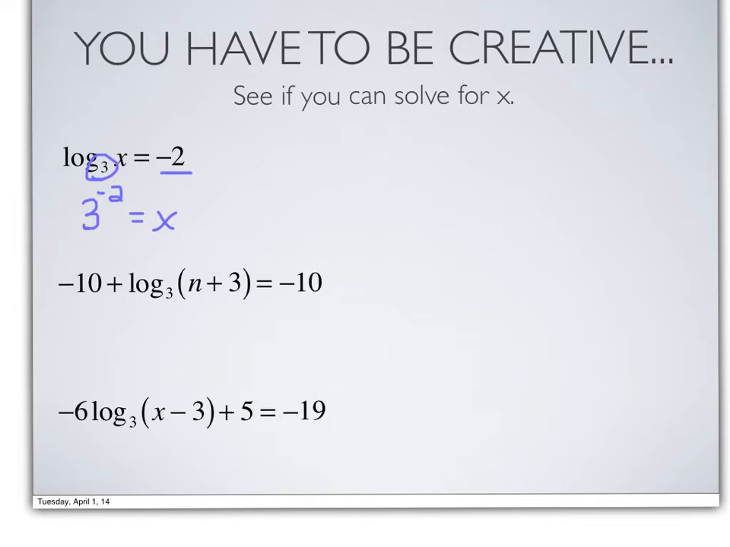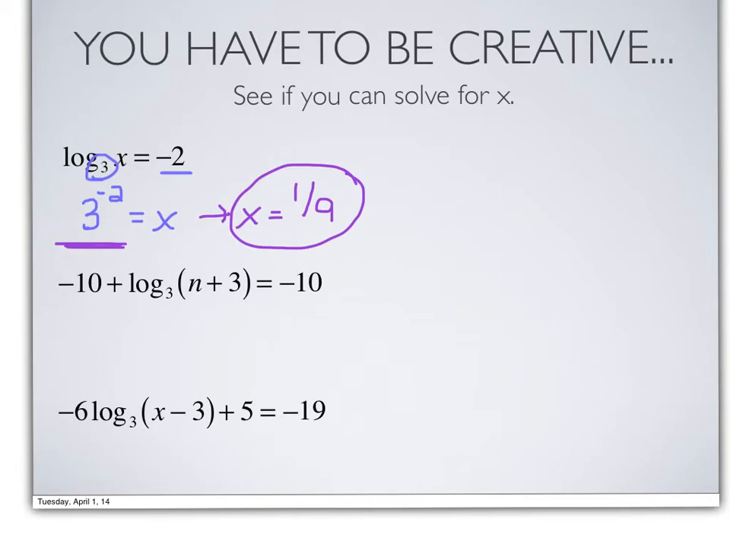3 to the negative 2 is just 3 squared, which is 9, and then the negative means put a 1 over it. So this would be x equals 1/9. And that'd be your answer. Okay? So sometimes when you put them in exponential form, it's as easy as this. All I have to do is figure out what that equals.